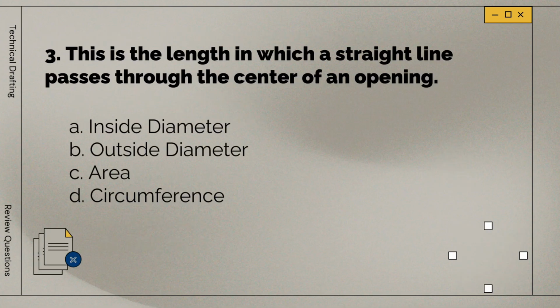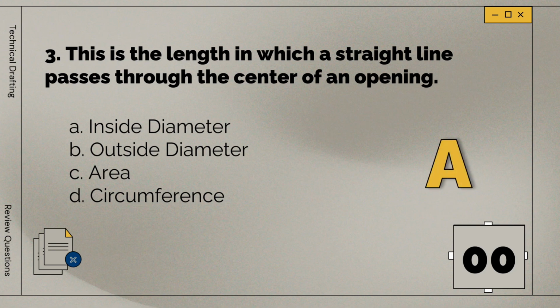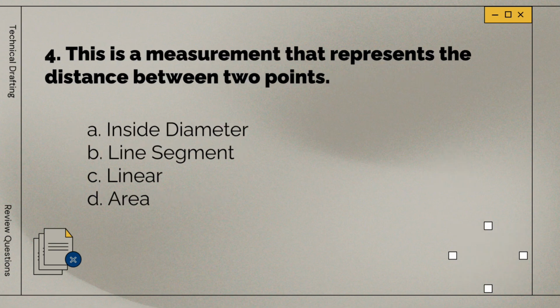Number 3. This is the length in which a straight line passes through the center of an opening. The correct answer is letter A. Inside diameter. Number 4. This is a measurement that represents the distance between 2 points.